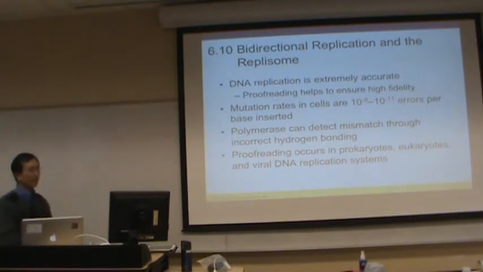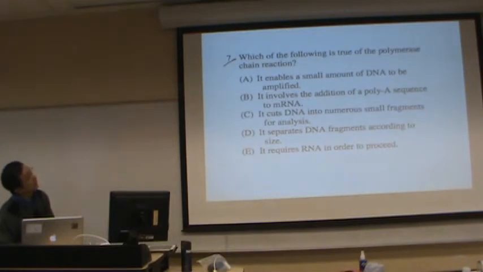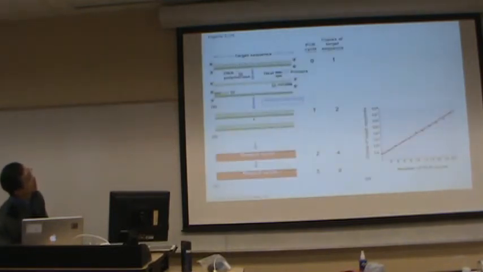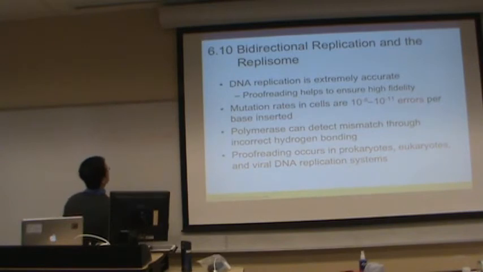Replication also has a property called proofreading. How can DNA proofread this? Oops. I'm supposed to give you a question, but I forgot to put it on the application. Okay, let me write it here.